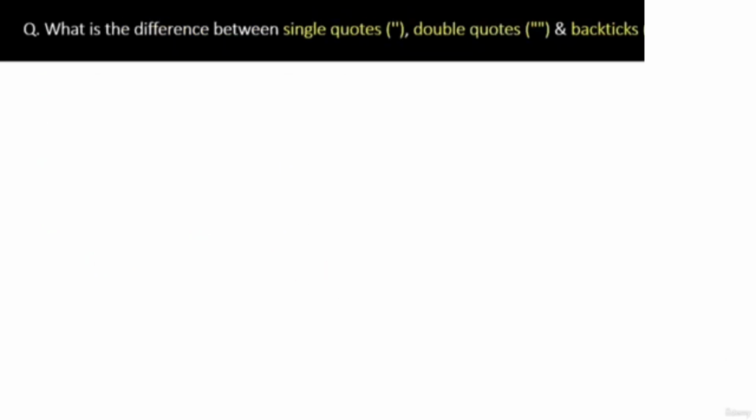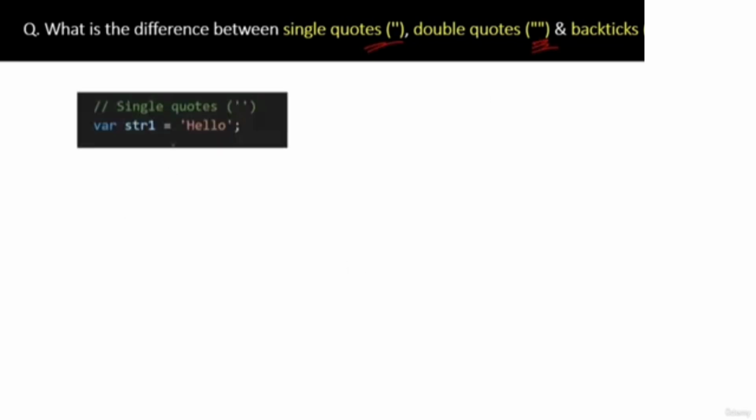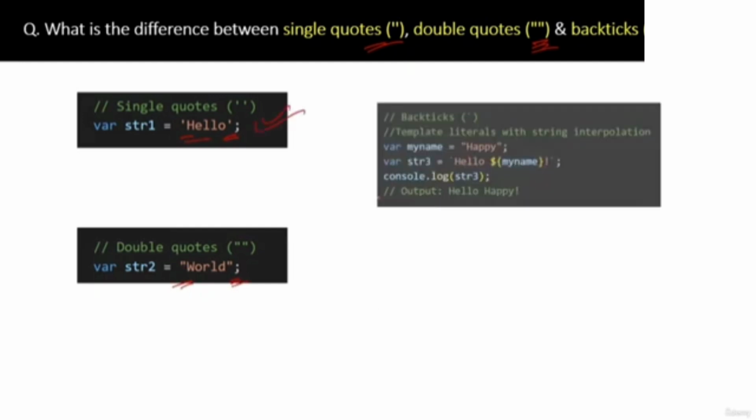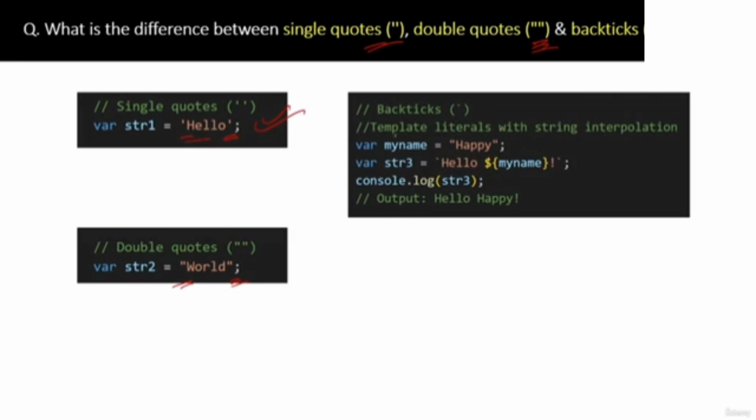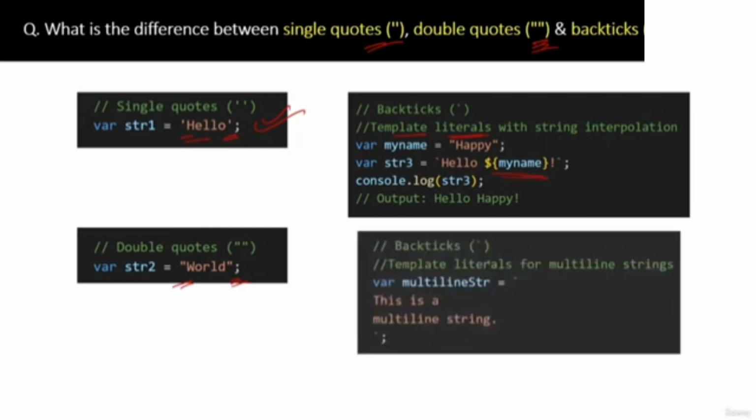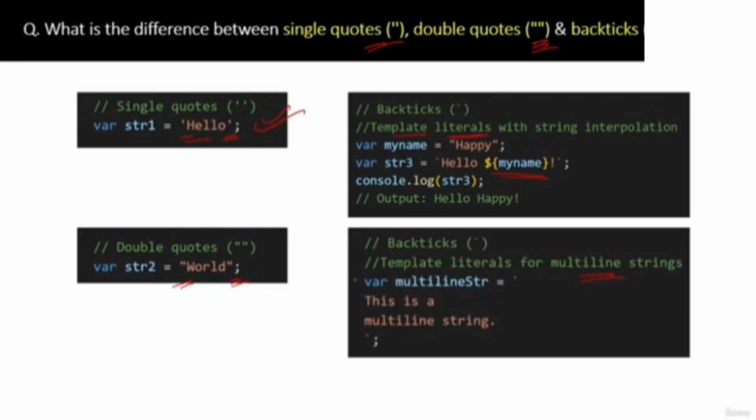That's it. What is the difference between single quotes, double quotes, and backticks? The answer is simple. Single quotes are used to define normal strings. Similarly, double quotes are also used to define normal strings only, but single quotes are more popular. Basically, they are the same. Then we have backticks, which are used to define the template literals inside them. Template literals can be used with string interpolation like this, or with multi-line strings like this. That is the answer to this question.